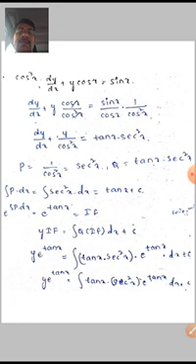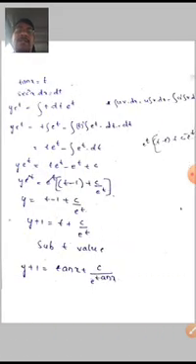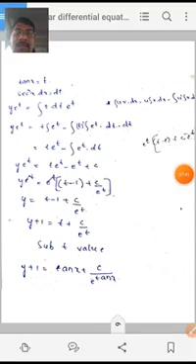Here y into e power tan x is equal to integration of tan x secant square x e power tan x dx plus c. Let tan x is equal to t. We are integrating on both sides: secant square x dx is equal to dt. So y into e power t is equal to integration of t e power t dt.